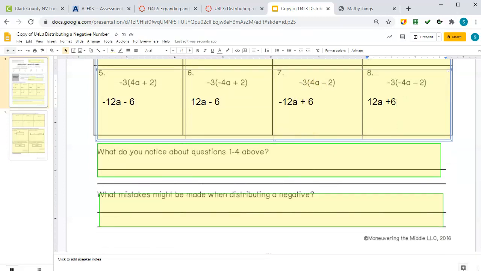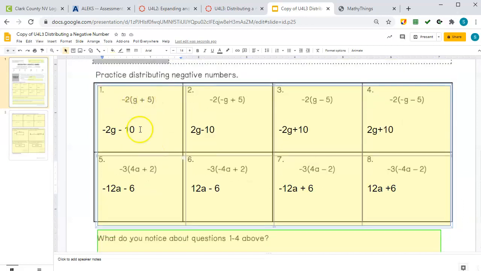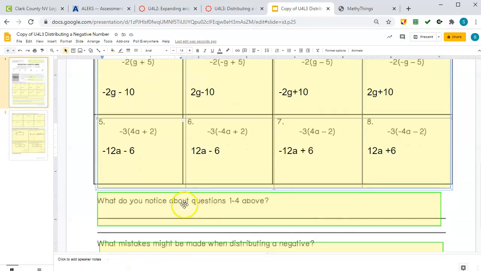Now, the negative sign changed the term. So anytime we started with an addition, it became a subtraction, right? So what did you notice in questions 1 through 4? Both additions and subtractions changed. So we could say the operation changed in each set of parentheses. That's one thing you could have noticed.